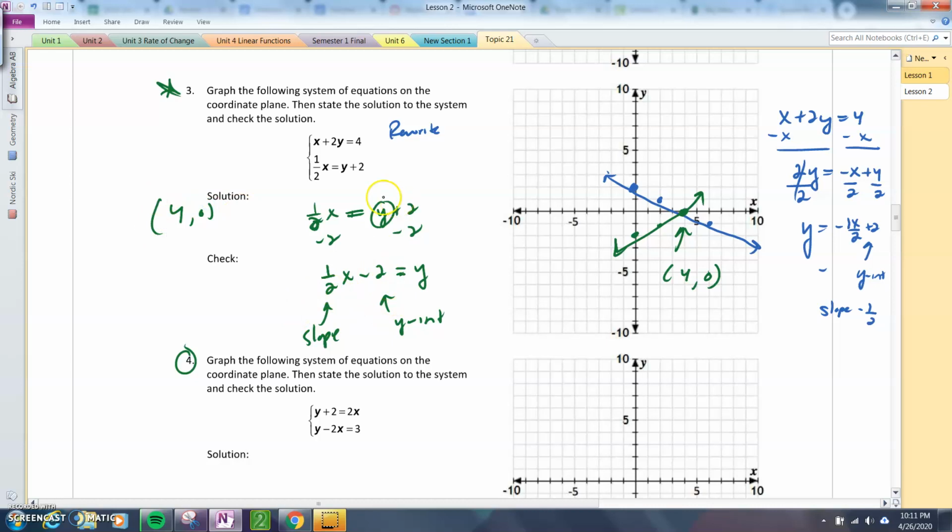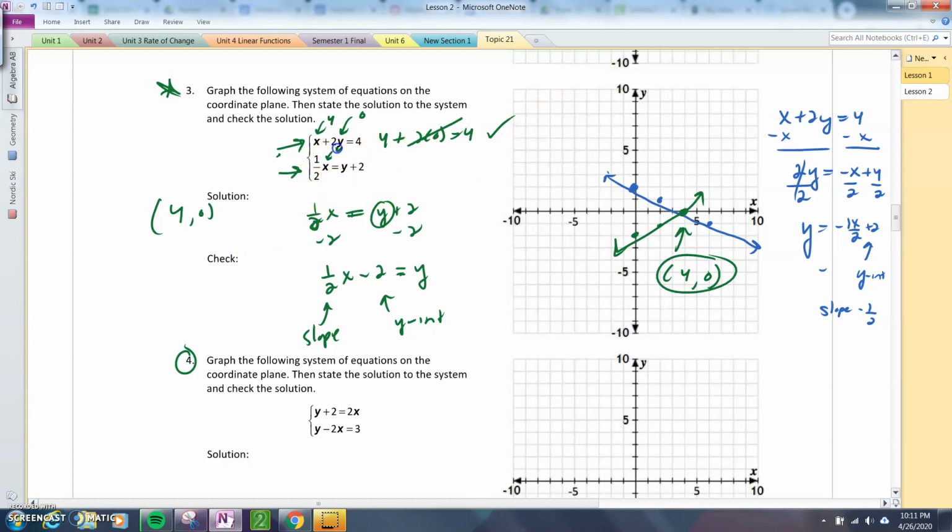Now what they mean by check is that we need to plug a 4 and a 0 back into these two equations for x and y and see if it works. So let's just do that real quick. If I plug in a 4 here for the x and a 0 here for the y, what do I get? Well, I get 4 plus 2 times 0 equals 4. That cancels. Yeah, 4 equals 4. That works.